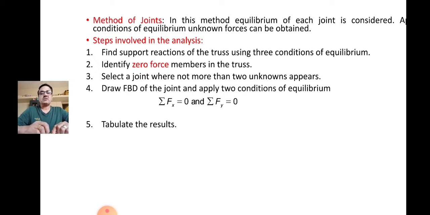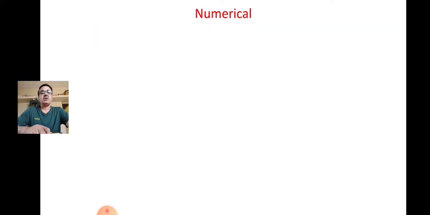In the fourth step, draw a free body diagram of the joint under consideration and apply two conditions of equilibrium, namely summation Fx is equal to 0 and summation Fy is equal to 0. Now to apply these two conditions, one must know how to resolve forces into their x and y components, and at the end, after finding all the forces, you must tabulate your result.